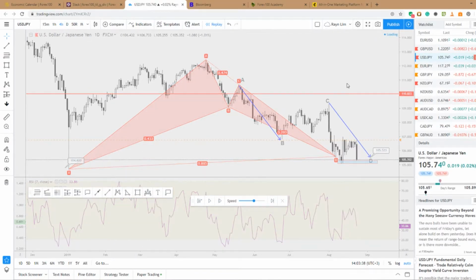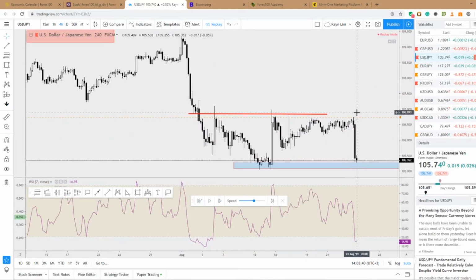Going to the 4-hour chart, you can see this is exactly how the candle closed on Friday. So it's a good sign for me. But you have to remember that on Friday market close, a short candle is common. Click the play button.